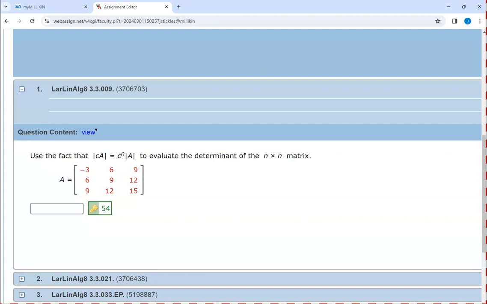Right? If I want the determinant of this, then when I pull the 3 out of the determinant, what do you have to do to it? Yeah, raise it to the 3rd power because we have a 3 by 3, right? So the determinant of this matrix will be 3 cubed times whatever the determinant of this matrix is.